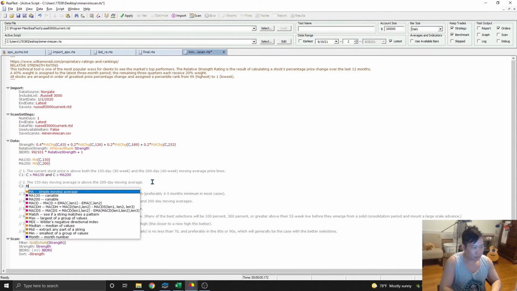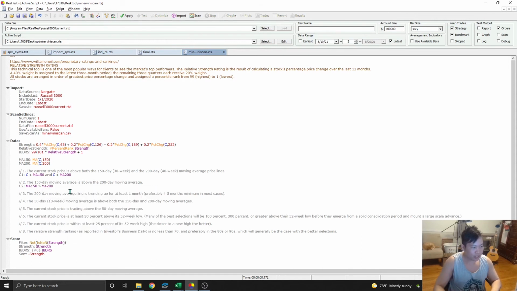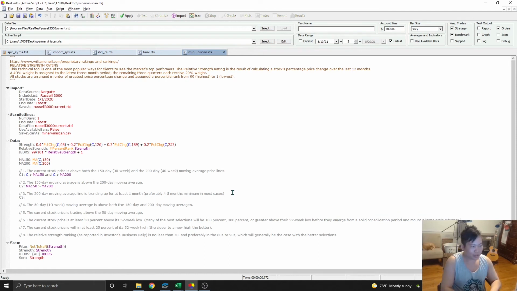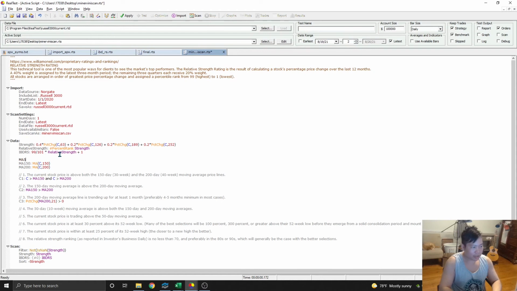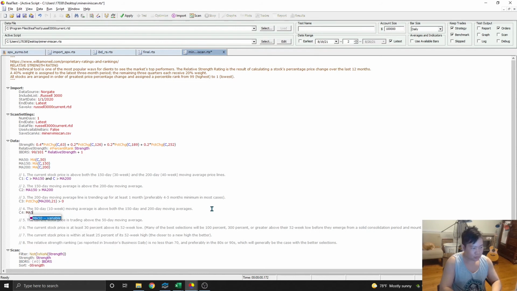MA150 is above the 200. The 200-day moving average is trending up for at least 1 month. So this is a little vague, but the way that I'm going to interpret it is I'm going to take the percent change of the MA200 for the past month, so 21 days, is above 0, so it's going up. All right, the 50-day moving average is above both the 150-day and 200. Okay, so we're going to need an MA50 here. So the 50-day is above the MA150 and the 50-day is above the MA200.